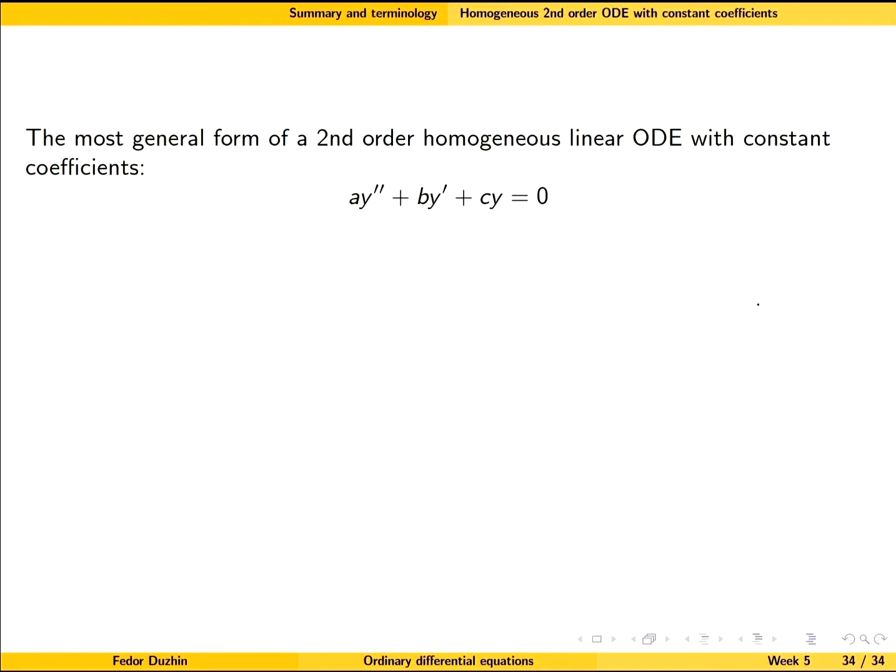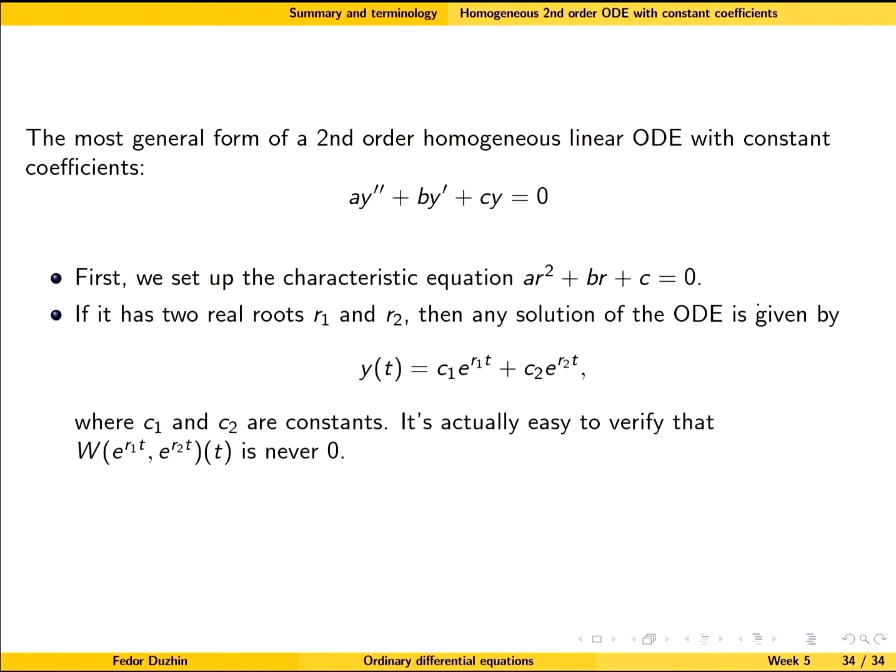Well, but if coefficients are constant, then in order to solve the differential equation, we need to set up the characteristic equation, and we need to solve this characteristic equation, right? So if the roots are real and distinct, good, then there is a formula to produce solutions of the corresponding differential equation. Well, but if we have a multiple root or complex roots, then we don't know yet, and it's going to be explained in the next lecture.